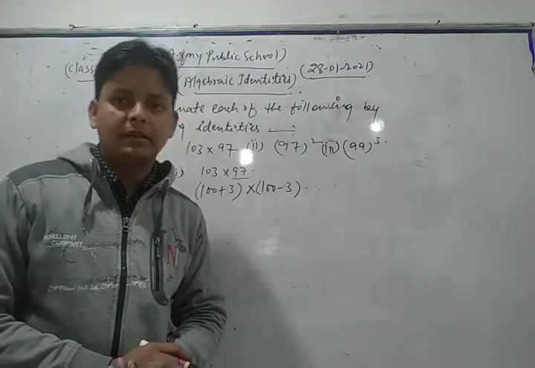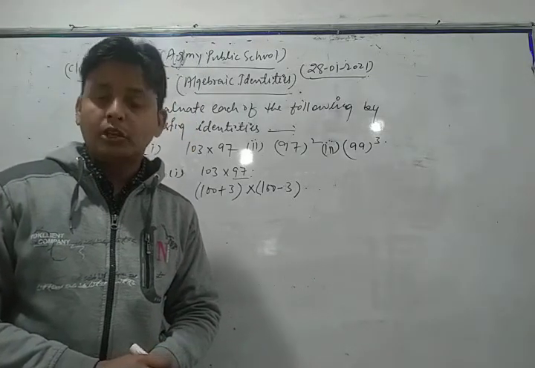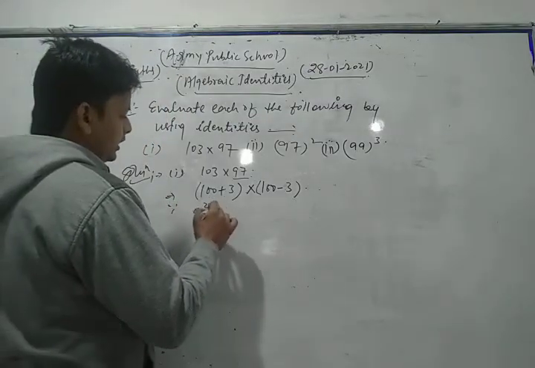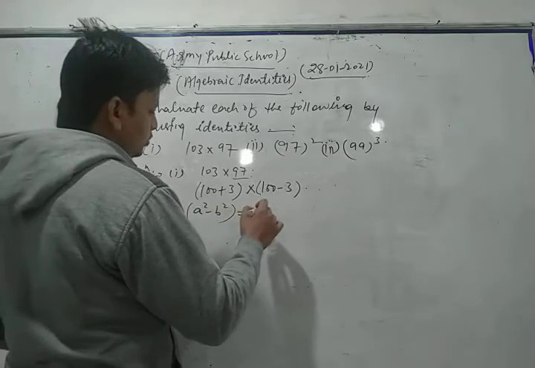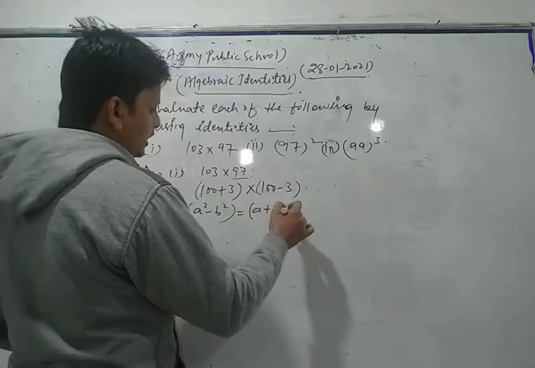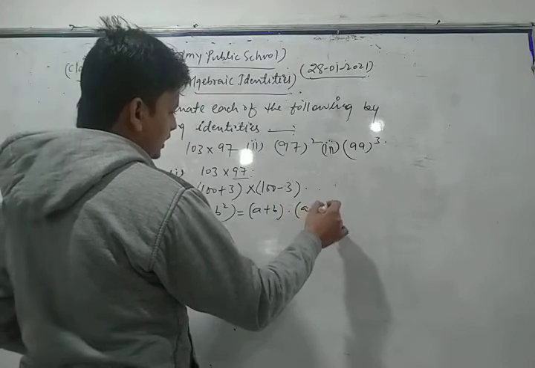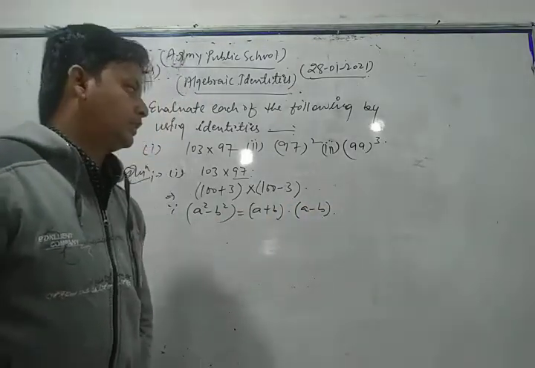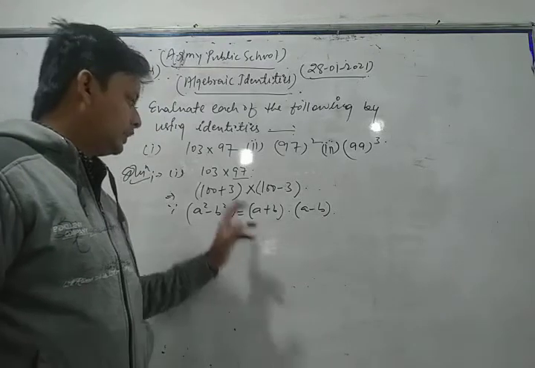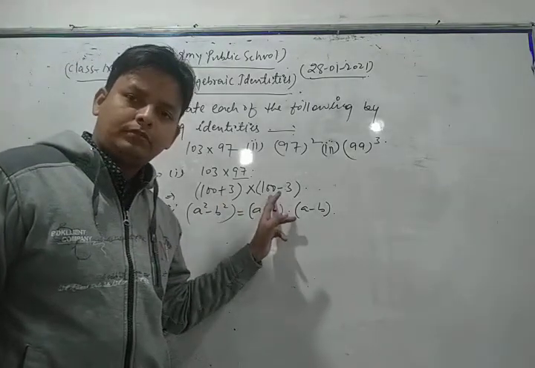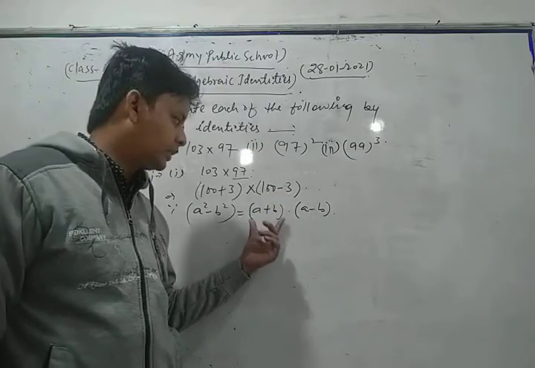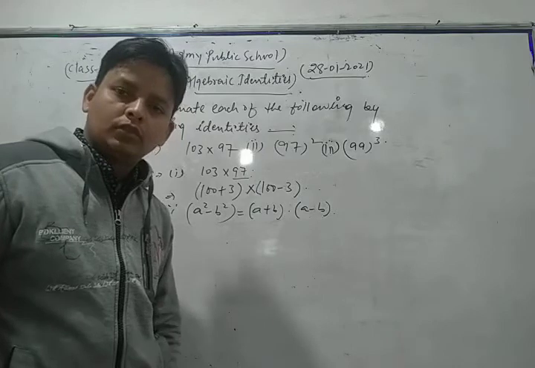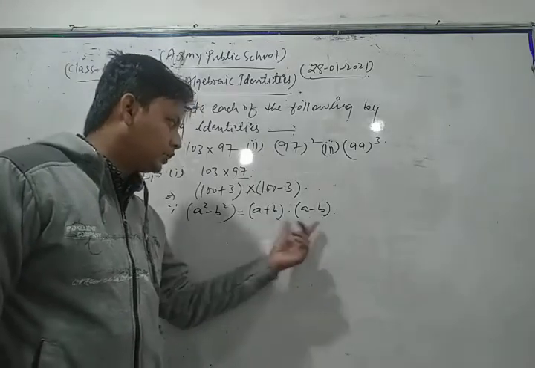This is the form of a plus b into a minus b. Now we apply the identity, since we know that a square minus b square is equal to a plus b in one bracket into a minus b in another bracket. This algebraic identity is based on the form of a plus b into a minus b. Okay.